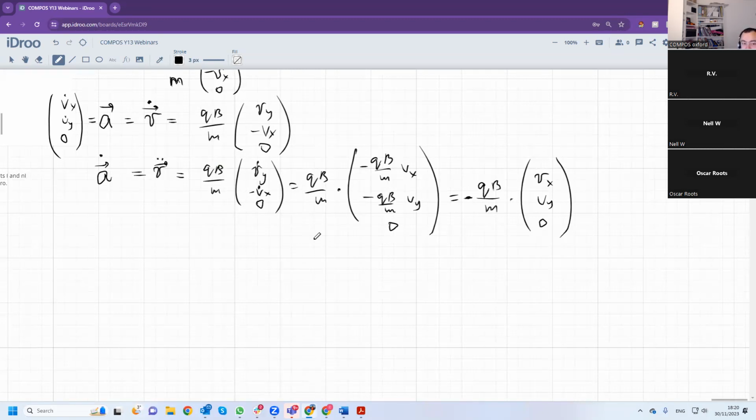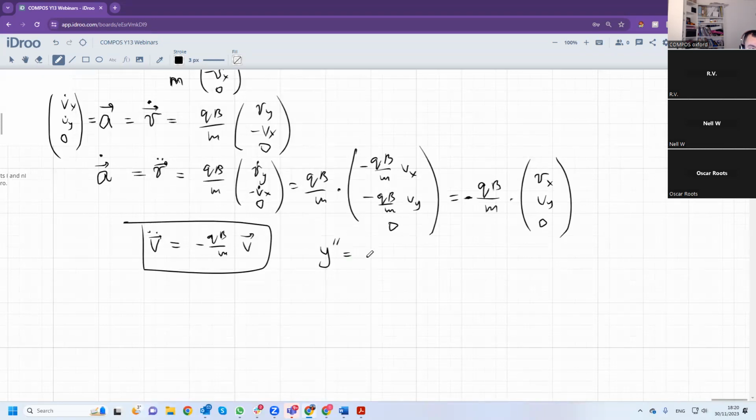So what does this mean? Well, this means that v double dot is equal to minus qB over m, squared, times v, right? And this looks very familiar to you. This is a very familiar equation. Remember, y double prime equals minus omega squared y, we did this two weeks ago. This is the equation.